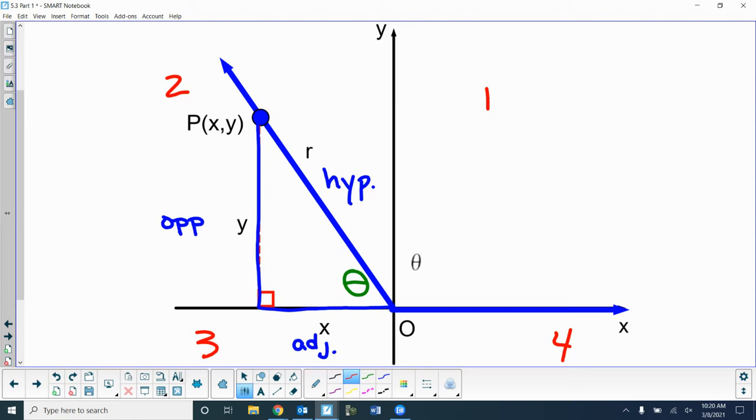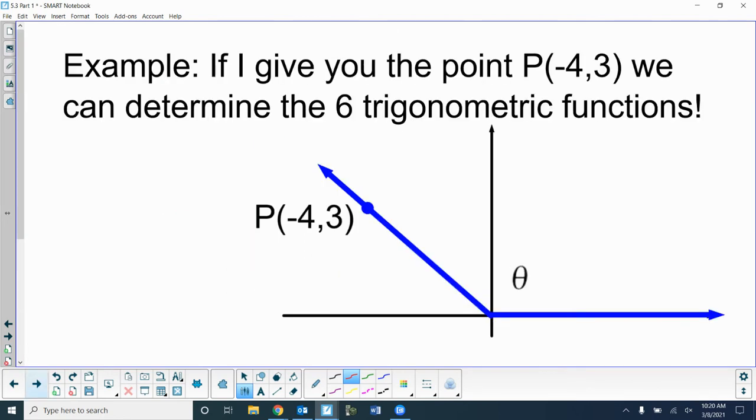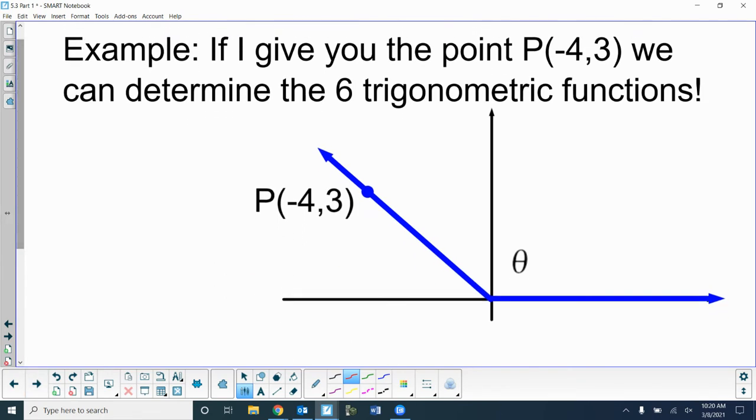Right? So looking at an example, we're going to give us one in the second quadrant again. So the point we have is negative 4, 3 that you're given. So this is the type of problem you'll get. They'll give you a point, and it says find the 6 trig functions, the 6 trig ratios.